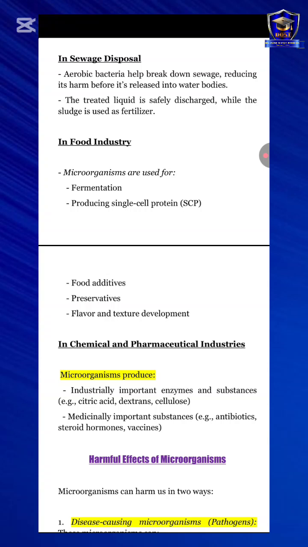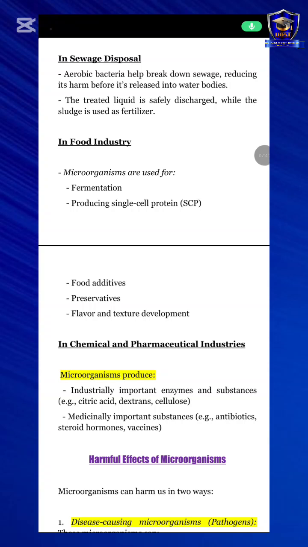And also in chemical and pharmaceutical industries, different microorganisms can be used in producing important substances, important compounds needed for medication, and also for the manufacturing of enzymes. Okay, so all these are just some of the good uses of microorganisms, or the importance of microorganisms generally to humans.